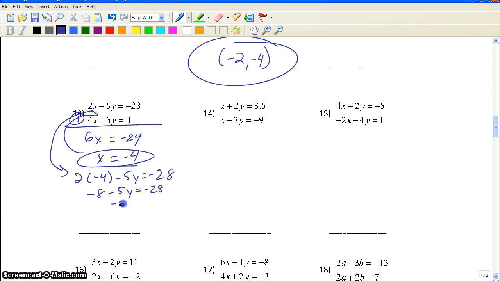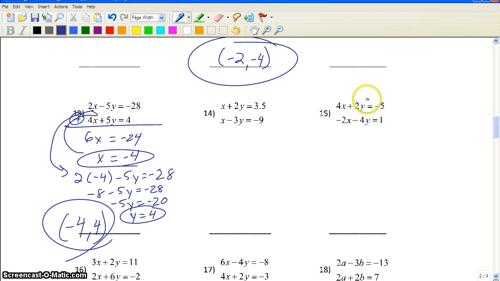I'm going to add 8 to both sides. And then we're going to get negative 5y equals negative 20. I'm going to divide by negative 5, so we get y equals 4. And we get our two values. Barbecue pork. All right, number 15.